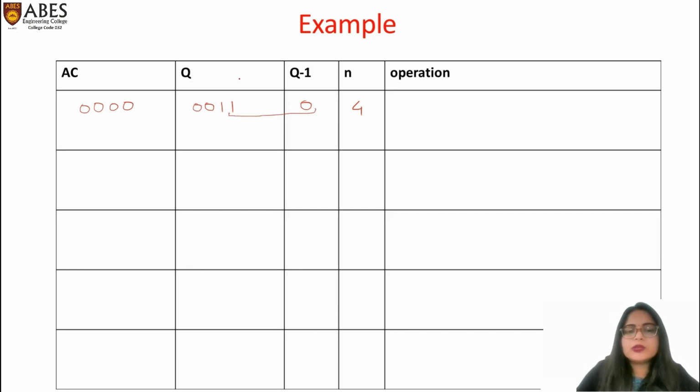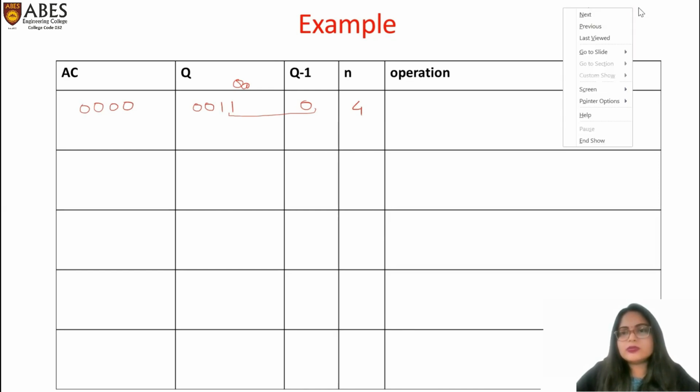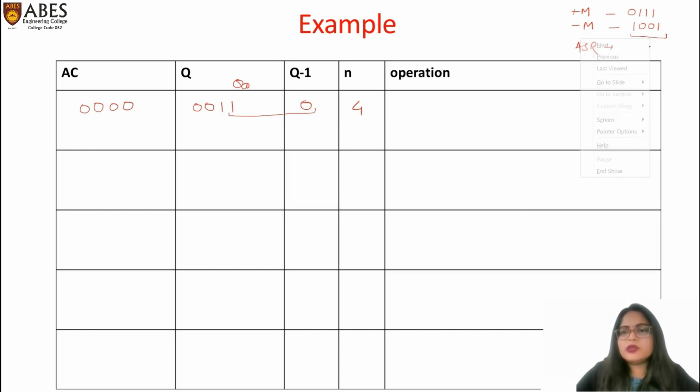We need to find the Q naught and Q minus 1 combination to figure out what operation will be performed. There are a total of two operations, A plus M, A minus M, and only ASR. Plus M says that the value 0 1 1 1 will be added. For minus M, 1 0 0 1 will be added. And ASR says that if we need to perform ASR for this value, that is 1 0 0 1, it is arithmetic shift right. So every value will be shifted to the right by one place only.